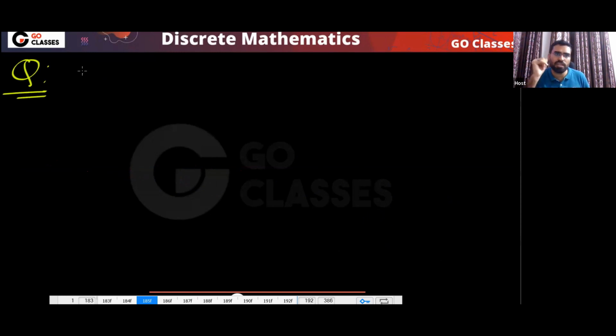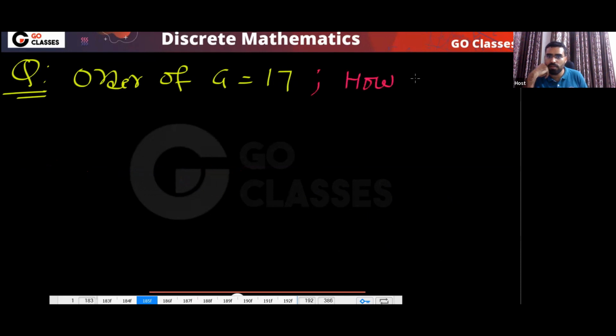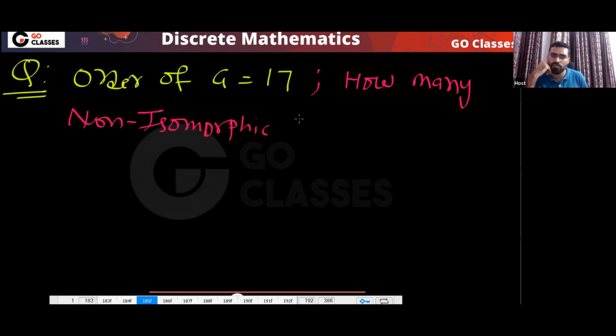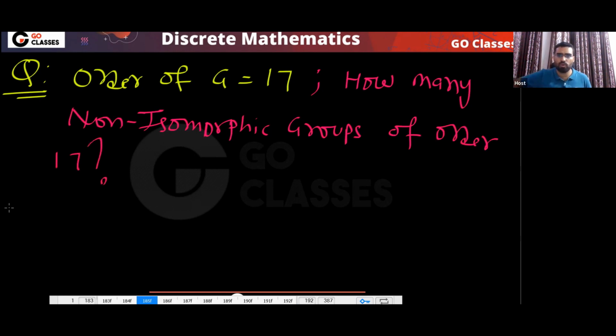Let's assume the order I give you. Let's assume the order of G is 17. How many non-isomorphic groups are there of order 17? Tell me. How many non-isomorphic groups of order 17?